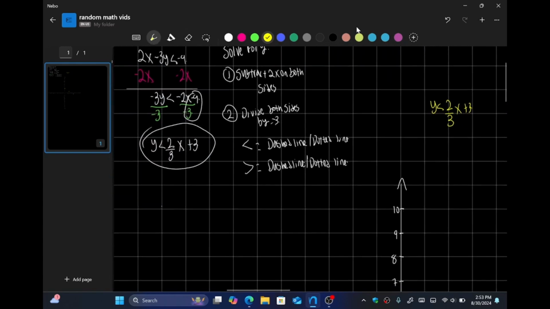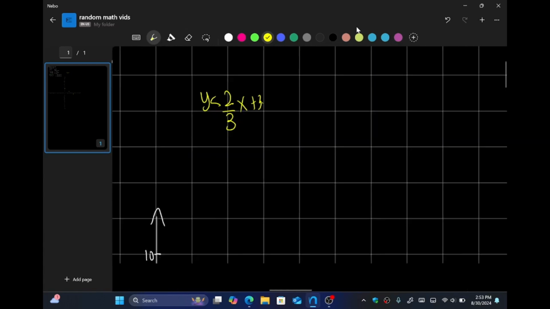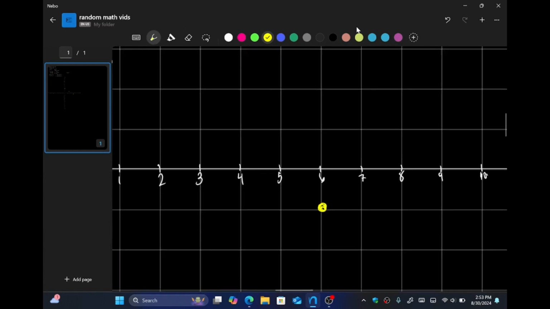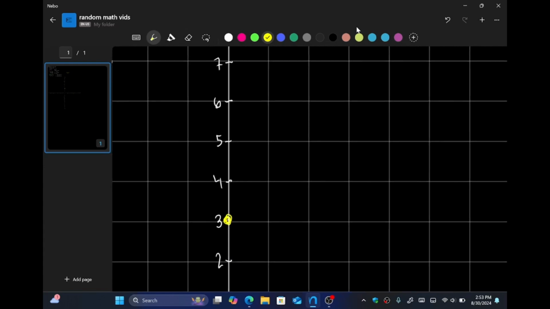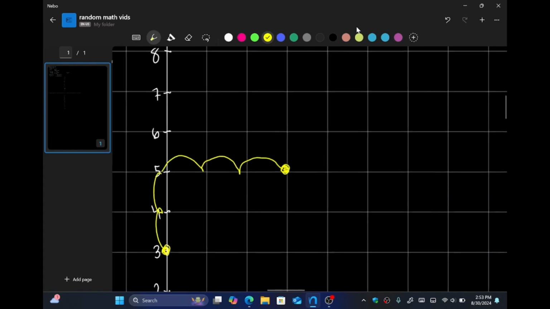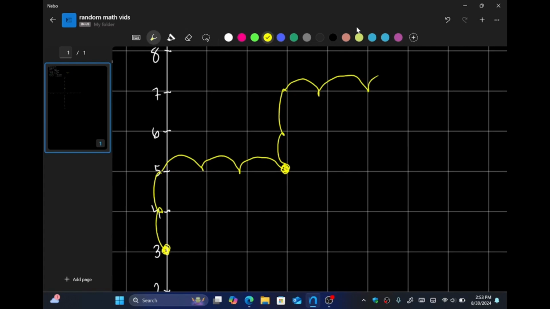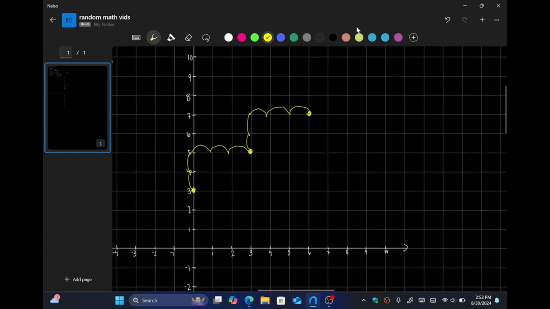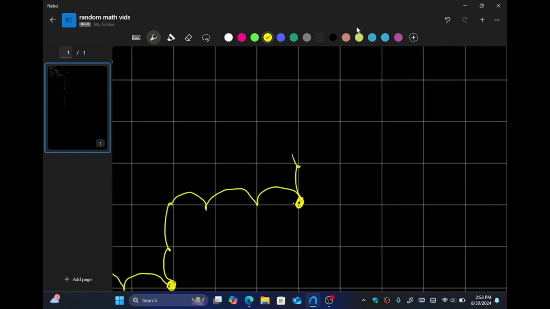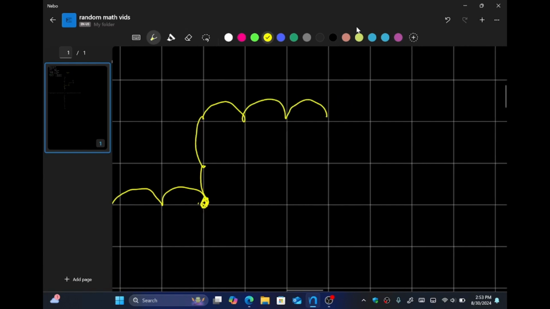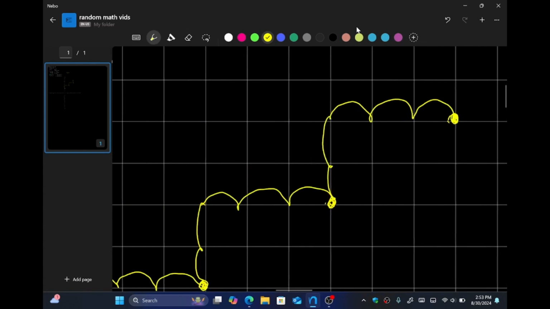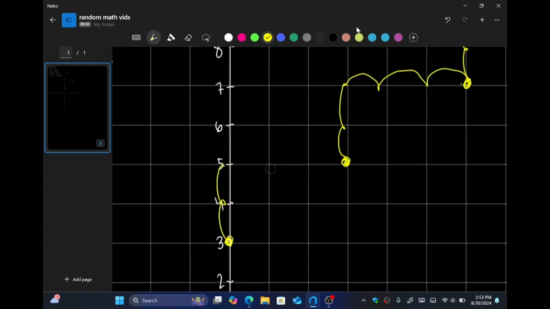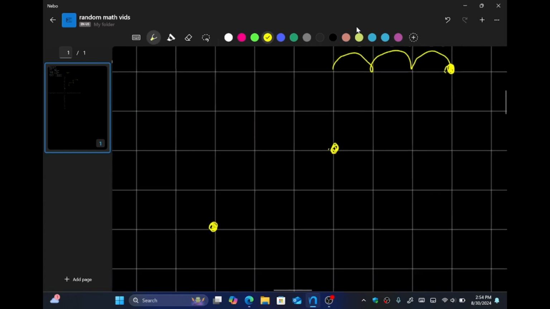And actually, I'm so sorry, guys. It's not down 2. It's up 2. Excuse me. So 1, 2, 1, 2, 3. You're just following that kind of pattern. And then one more time, 1, 2, 1, 2, 3. So these are some of the points that we have here, to the right of the y-axis.